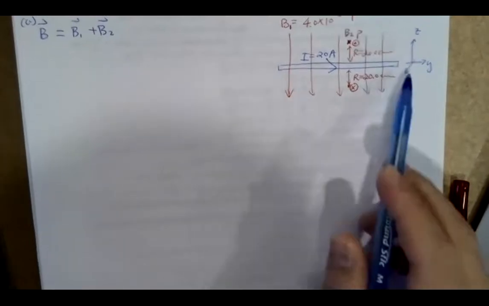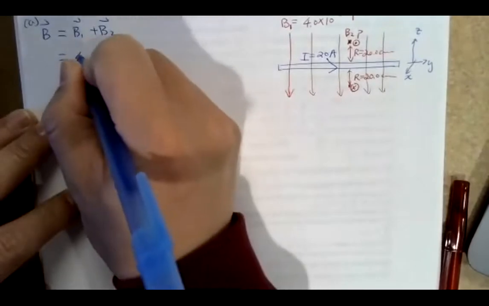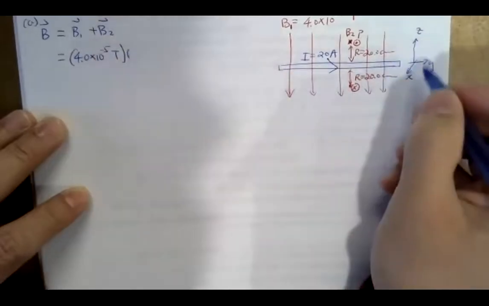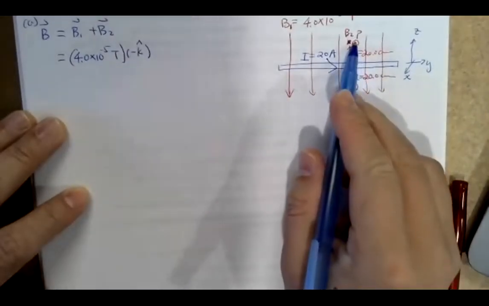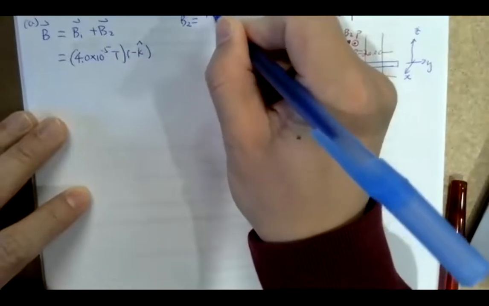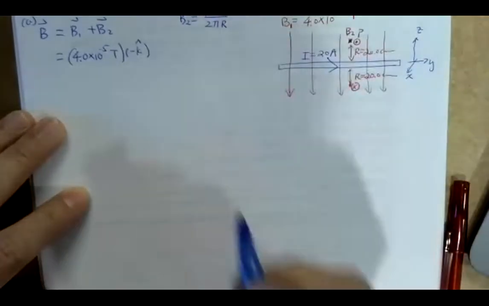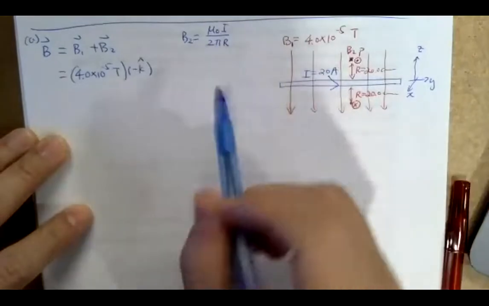All right. So as we set it up this way, our B1 will be 4.0 times 10 to the minus 5 Tesla, and that's in the negative Z direction, so minus K direction. Okay. For this guy here, B2, we can calculate the magnitude by using the equation we have in the previous slide. So mu naught I divided by 2 pi times R, right? So that's the magnetic field by a straight long wire.